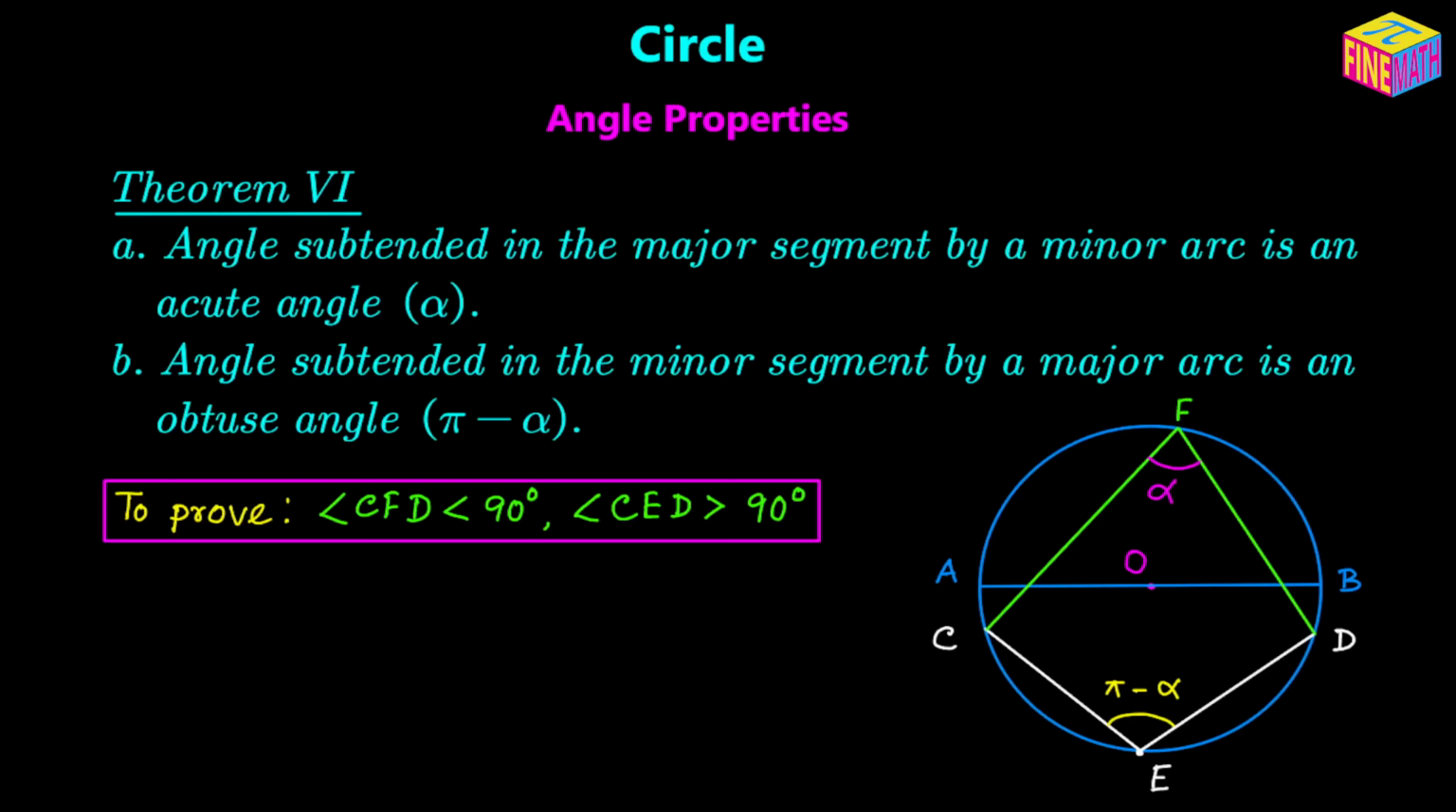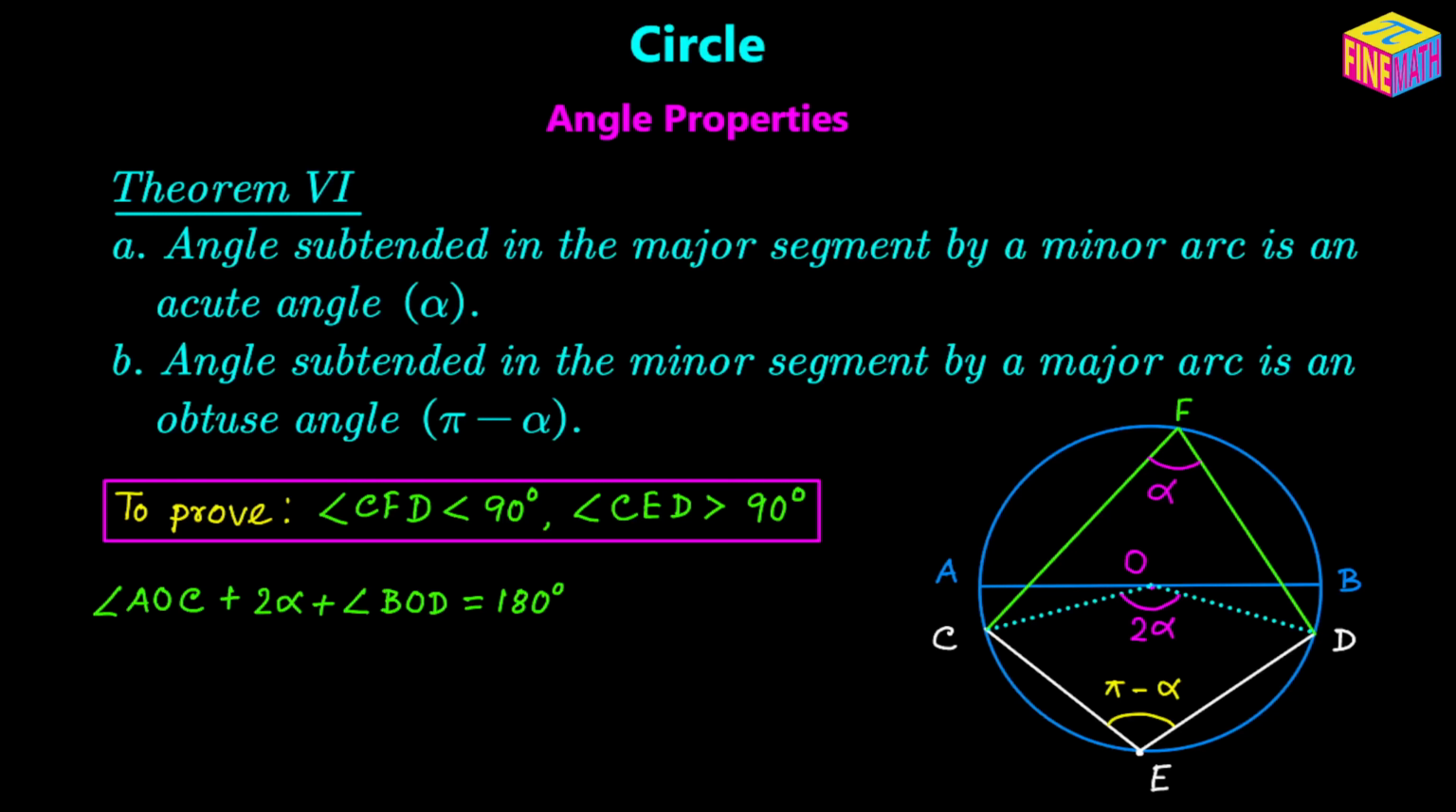In order to do the proof, I have to do a little more construction here. I'm going to join point C and point D with the center. From the first theorem of angle properties, we know that the inscribed angle, in this case angle CFD, is half of the central angle, which is angle COD. So I have denoted that angle COD will be 2 times the inscribed angle, which is 2 times alpha.